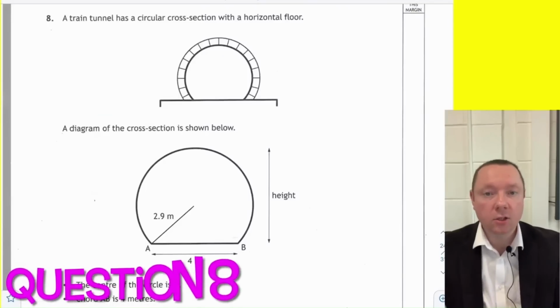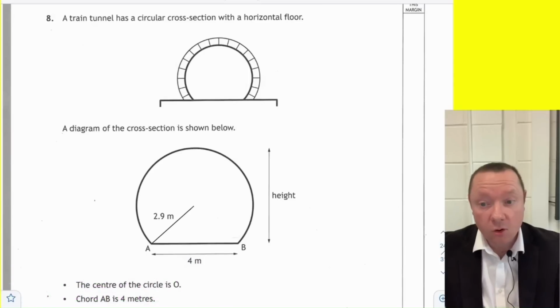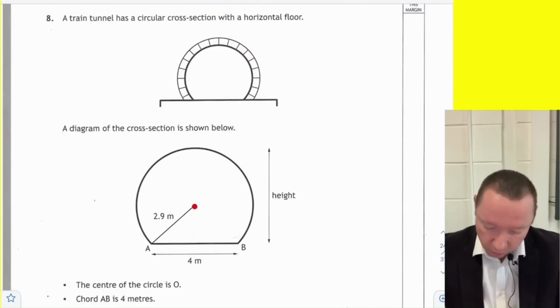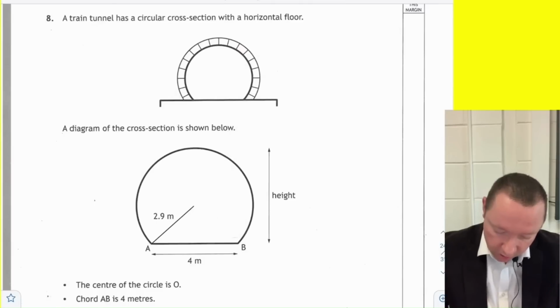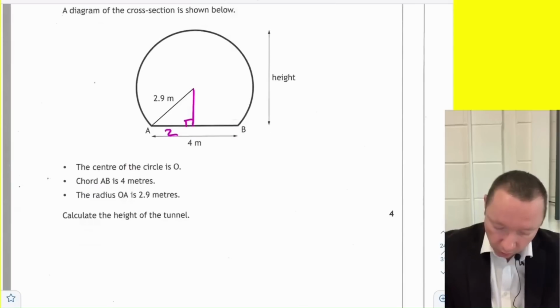A train tunnel has a circular cross section with a horizontal floor, and here's the diagram below. Calculate the height of the tunnel. Clearly, to me it clearly is a Pythagoras question. It's asking me for the whole height. Well, I know the radius from here to here, but I don't know this bit. So if I fill in that bit first, if I just draw a line down, make a right angle, then we've got 2 here and 2.9, so we can do I'll call this x.